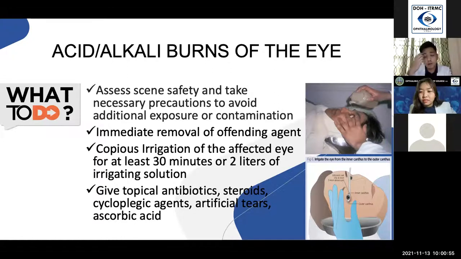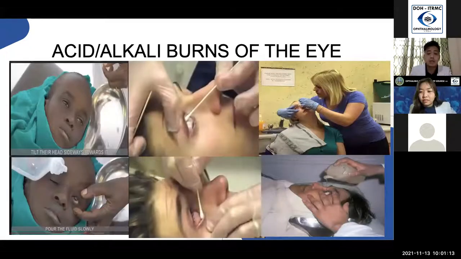So the most important thing is immediate removal of the offending agent. We do copious irrigation of the affected eye for at least 30 minutes or 2 liters of irrigating solution. So these are the techniques that we use.